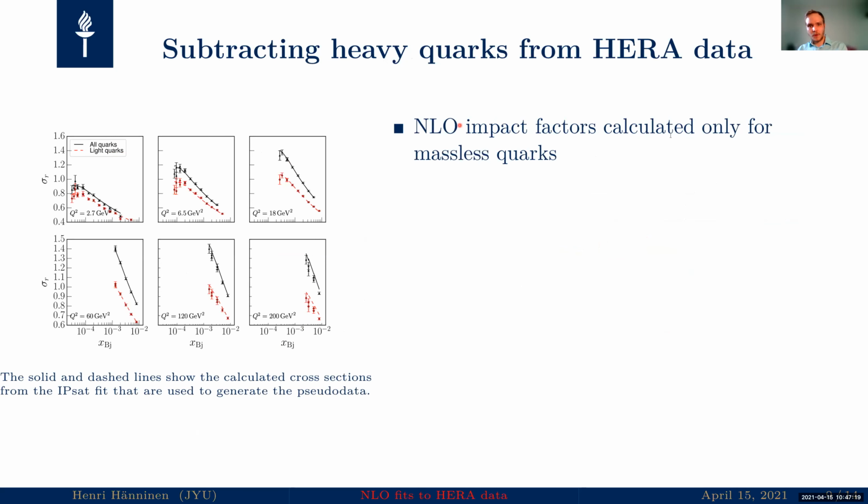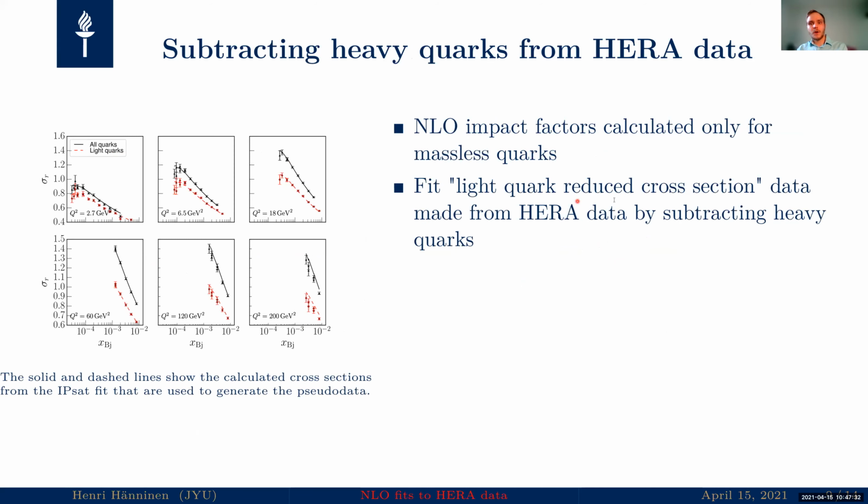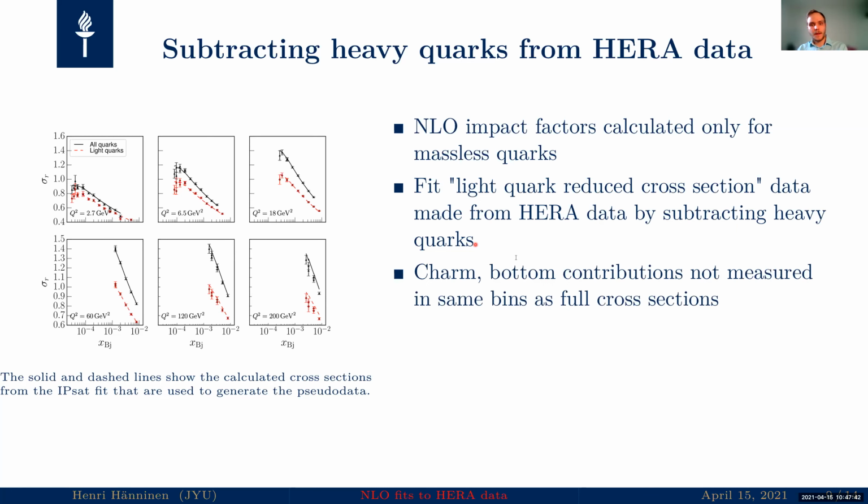But then let's discuss heavy quarks. So since we are working with the impact factors that are calculated for massless quarks, we set out to fit this light quark reduced cross-section data that we generated from HERA data by subtracting the heavy quarks ourselves. And since the charm and bottom contributions are not measured in the same bins as the full cross sections, we have to interpolate the heavy quark data with a separate leading order fit.